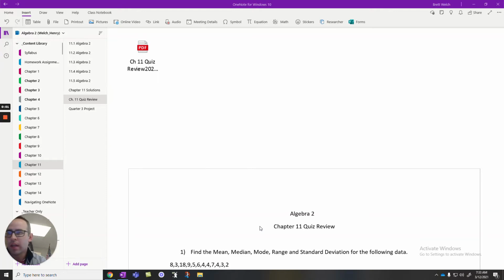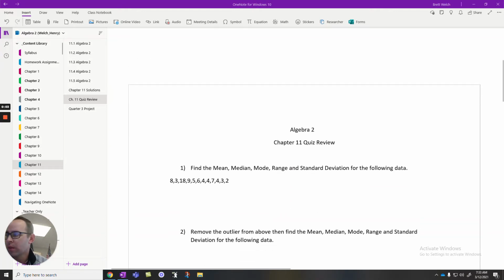Hey guys, this is the Chapter 11 quiz review. I'm going to try to make this as easy and simple as I can. First thing we're going to do is find the mean, median, mode, range, and standard deviation of a data set. We're going to use our calculator to do that.